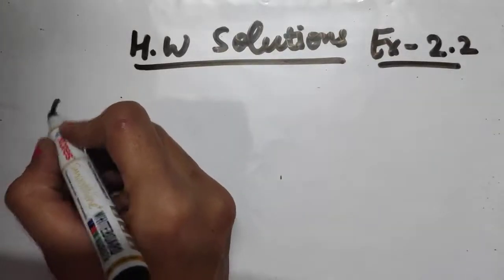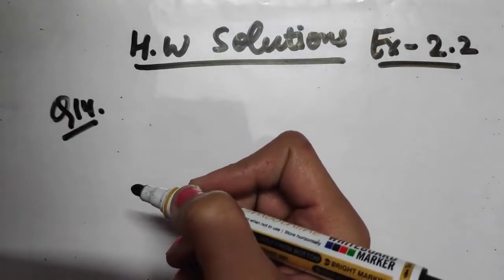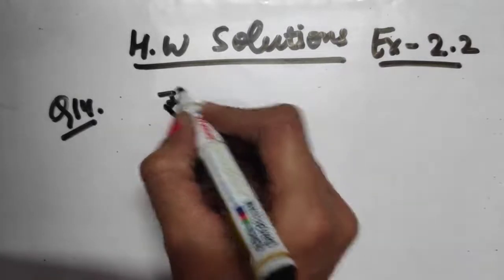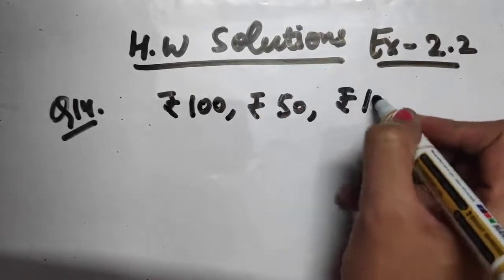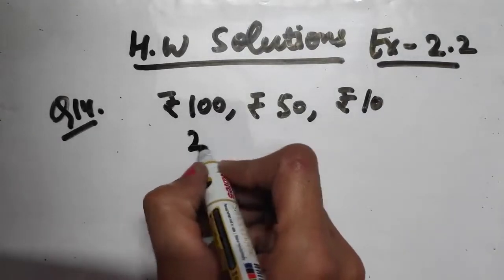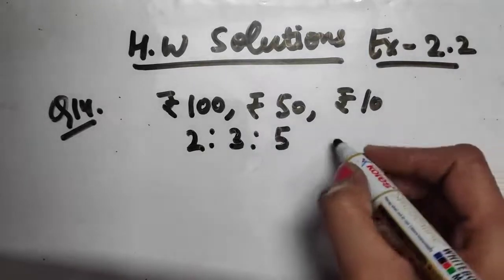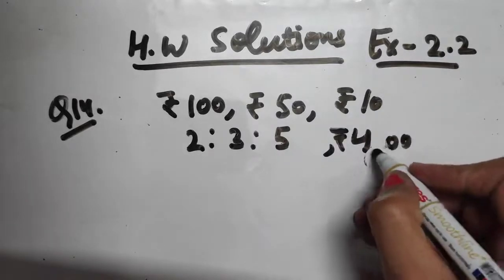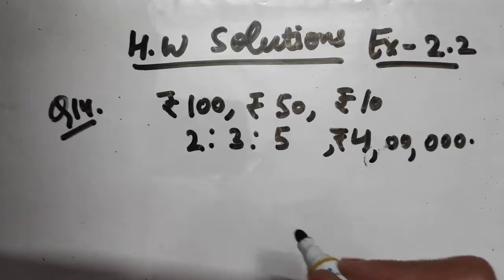Now, I am going to discuss question number 14. Lakshmi is a cashier in a bank. She has currency notes of denominations rupees 100, rupees 50 and rupees 10 respectively. The ratio of the number of these notes is 2:3:5. The total cash with Lakshmi is given to us as rupees 4 lakhs. How many notes of each denomination does she have?